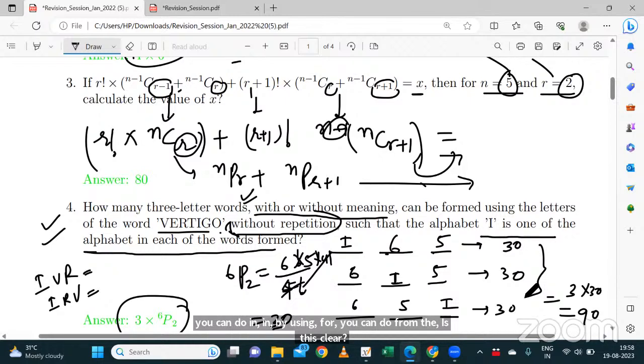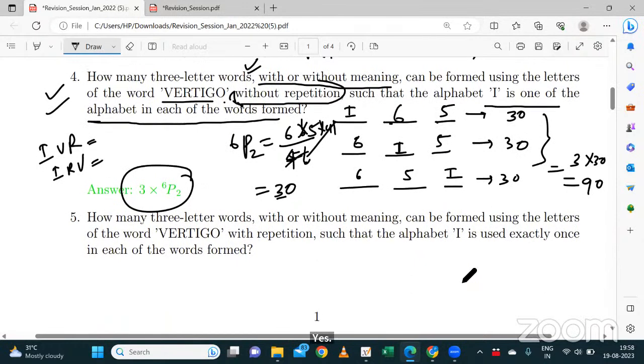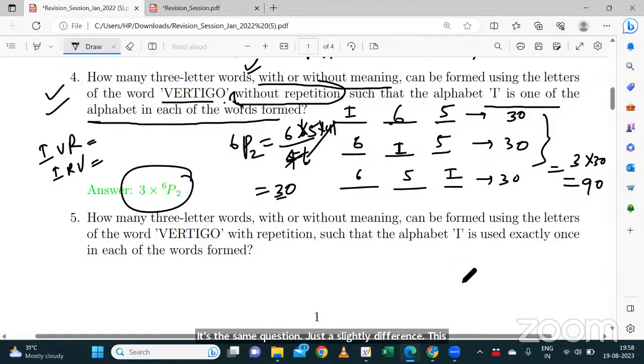Yes, sir. Okay, then do you want to do one more question? Okay, let's do it. It's the same question, just a slight difference, a slight change in the formula. Now you people will do it. Tell me the answer.